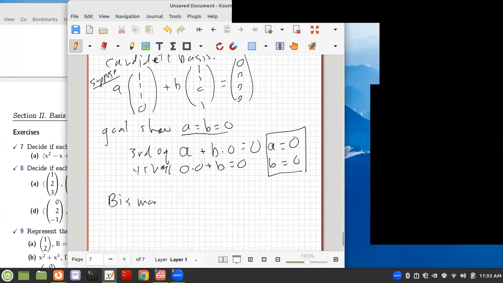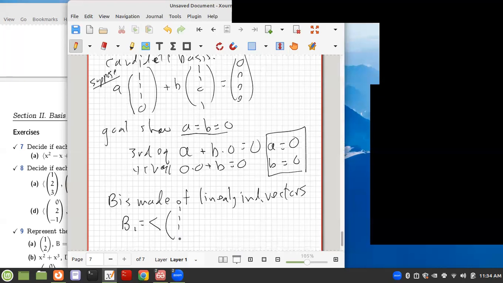So B is made of linearly independent vectors. So we can choose a basis. Let's choose B1, which equals the sequence 1, 1, 1, 0 and 1, 1, 0, 1.